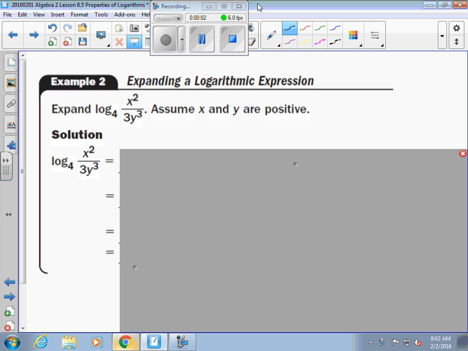Algebra 2, lesson 8.5, Properties of Logarithms, part number 2, picking up on example number 2. Expanding and condensing logarithms today.